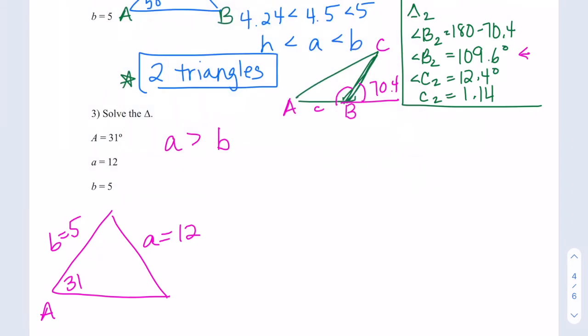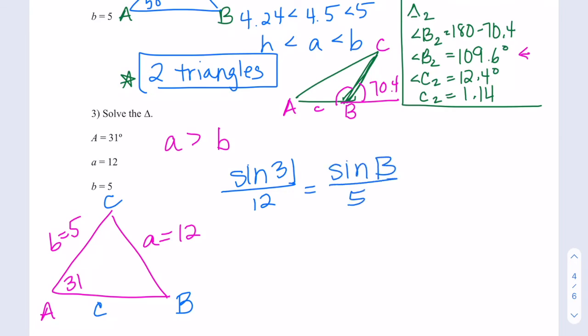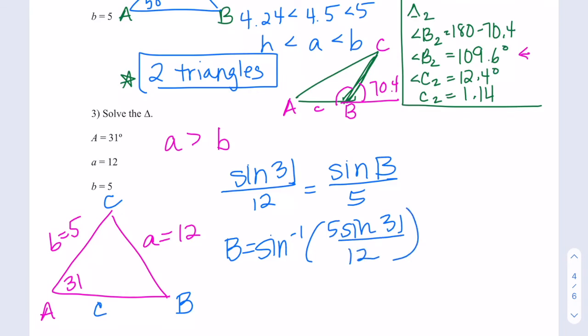So we know that we have to find B, C, and side C. So again, to find angle B, I could set up the proportion. So we have sine of 31 over 12 equals sine of B over 5. And then B is just going to be the inverse sine of 5 times sine of 31 over 12. And that's going to be approximately 12.39.